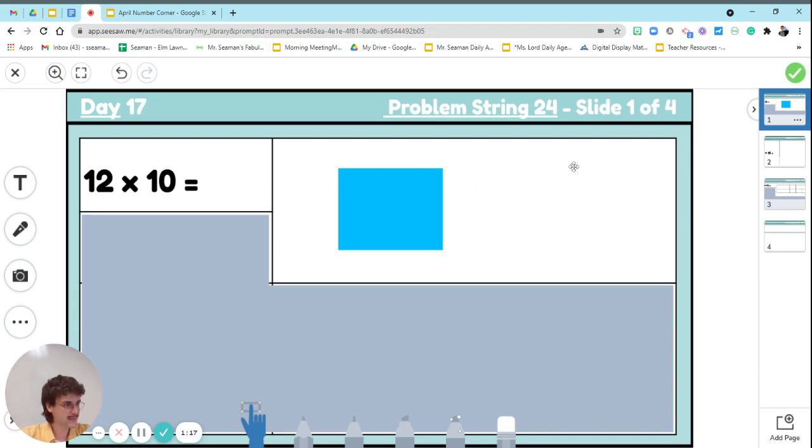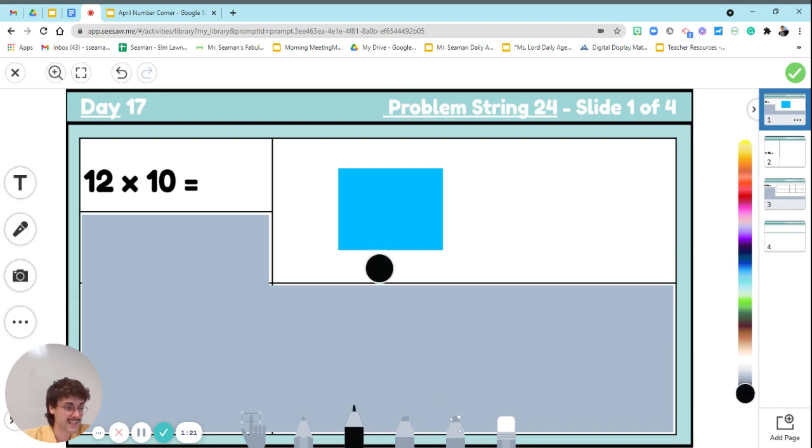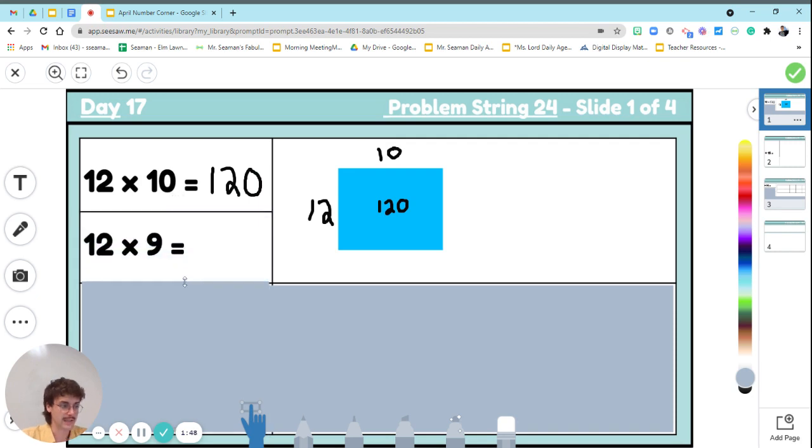So if we see here 12 times 10, I put 10 on this side because it's the shorter side. I put 12 on this side. And when we multiply that out, we get our total of 120. So if I keep going on here, that was pretty nice.